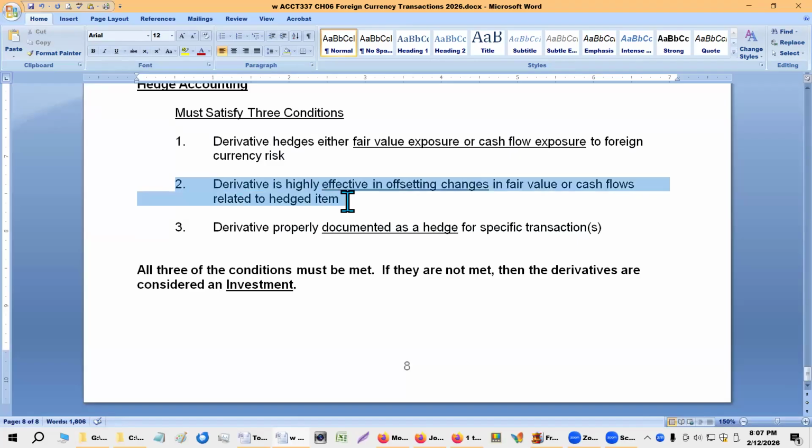And the derivative has to be effective in doing it. In other words, in whatever year, if it's a rupee contract, then it needs to be for rupees, and it has to be documented. They all three have to be met, or else it's merely an investment. It's somebody playing the market and it is not part of the regular business. It'll be accounted for separately.